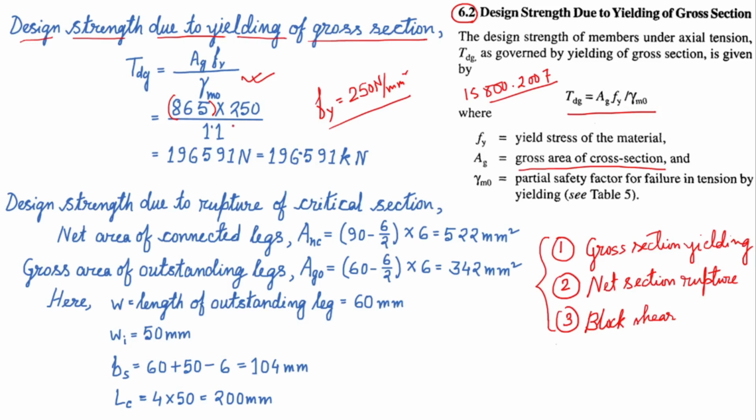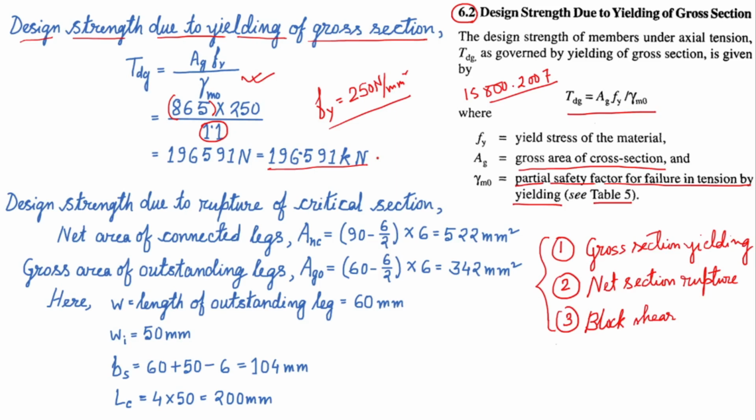Next, gamma m0 is the partial safety factor for failure in tension by yielding. It is given in table number 5 of IS 800:2007. Its value is 1.1. So after putting the values and going through the calculation, we will get TD as 196.591 kilonewton. So it is the design strength of the angle due to yielding of gross section.